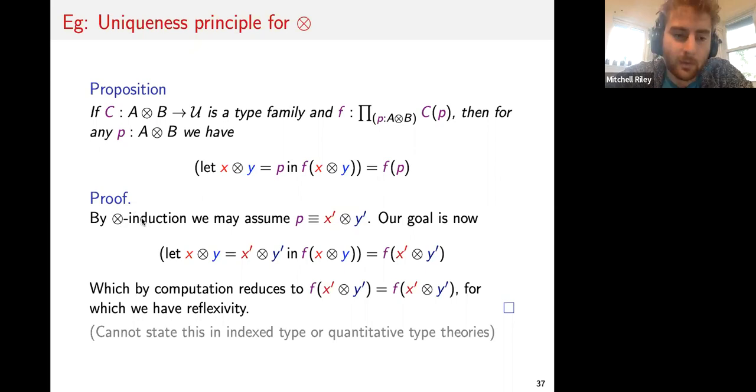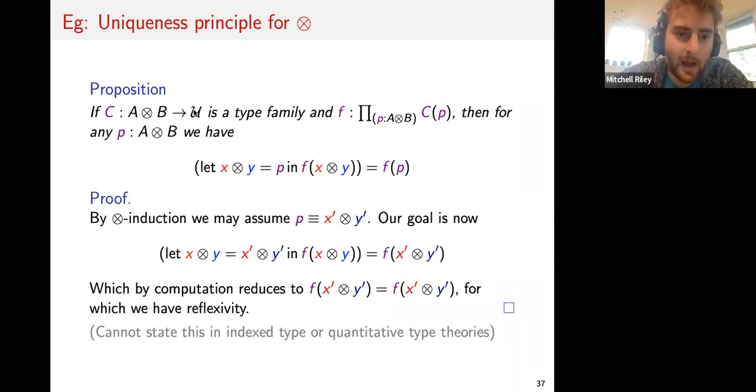And so the proof of this, we do tensor induction on P, which gives us that it's equal to x prime and y prime, and then both sides reduce to f applied to x prime tensor y prime. And the reason I point this out is that this is the kind of thing that we can't do in other linear dependent type theories. For a couple of reasons.